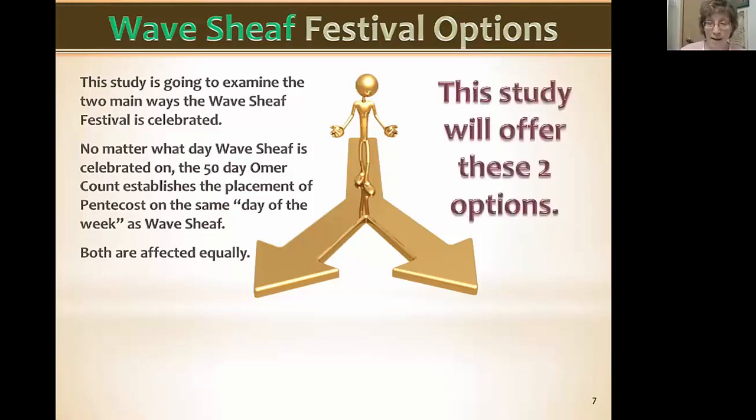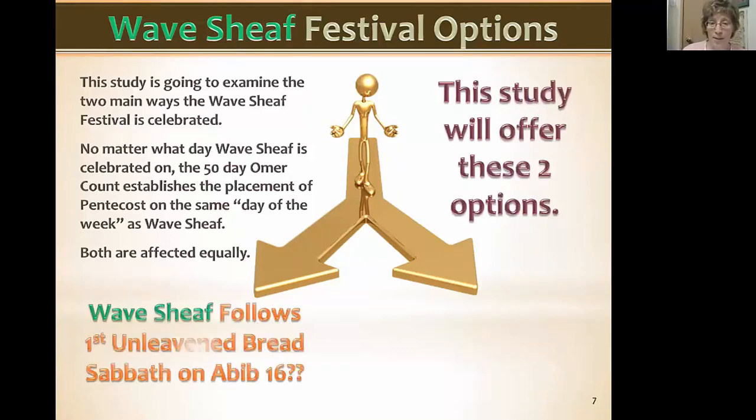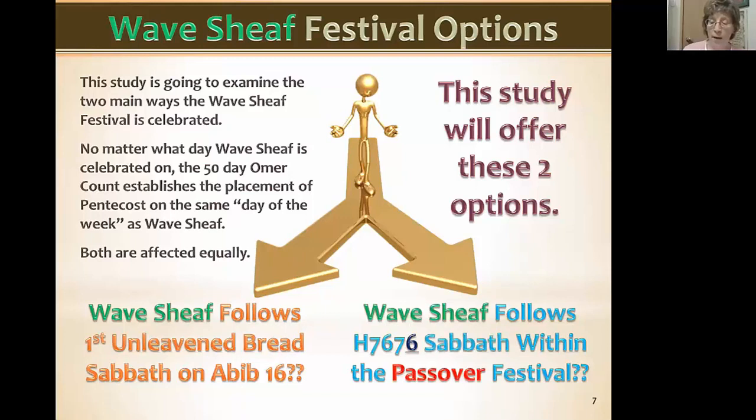But this study is going to offer two options. Option number one, will the wave sheaf follow the first Sabbath of unleavened bread on Abib 16? Or is wave sheaf going to follow the weekly Sabbath within the Passover festival? And that weekly Sabbath has a Strong's number of 7676. You're going to see this number quite a bit tonight.